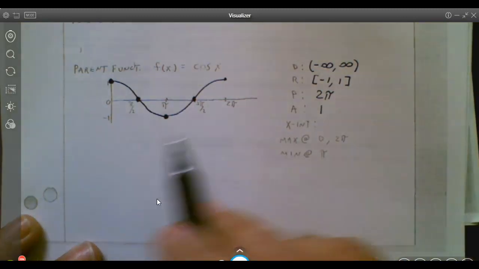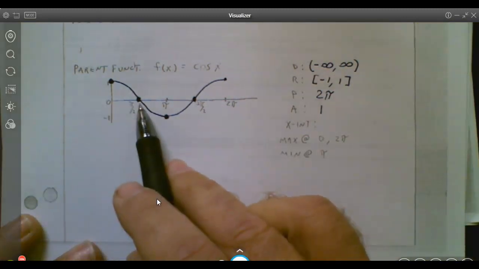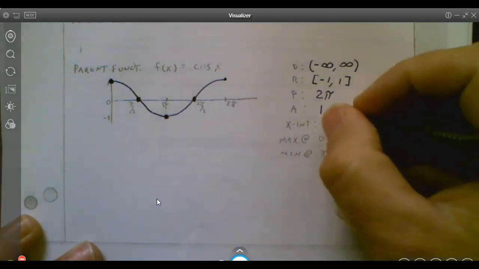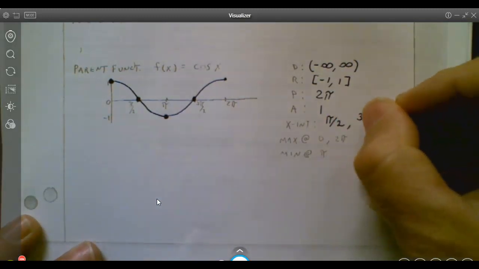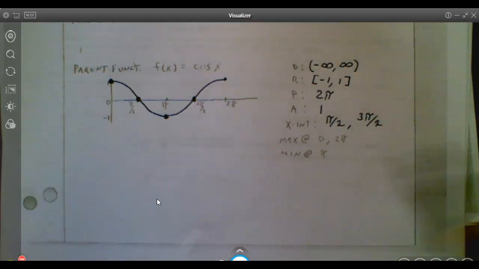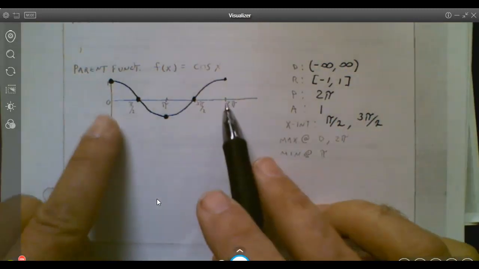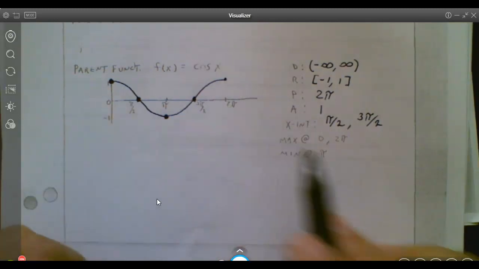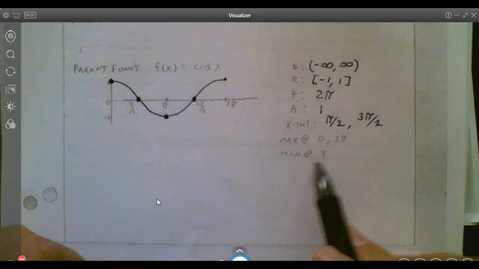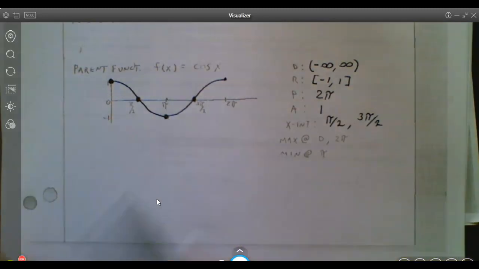My intercepts are different, though, because now my intercepts occur at pi over 2 and 3 pi over 2. But the maximums take place where x is 0 or 2 pi. Those are where we would find the maximums. The minimum occurs in the middle at pi, right? So we see the minimum of the function right there.